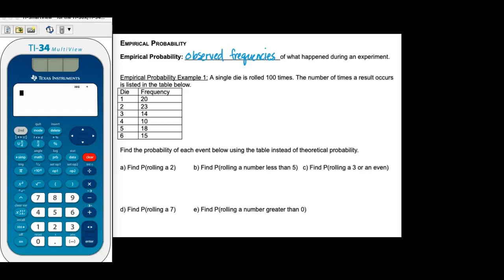In this video, we're going to talk about empirical probability. When we use empirical probability, we take the observed frequencies of what happened during an experiment rather than looking at what could happen. So we're looking at what actually happened during an experiment versus what could have happened.